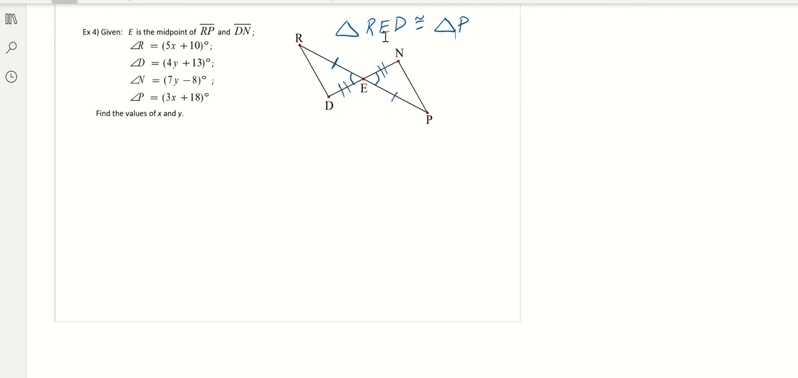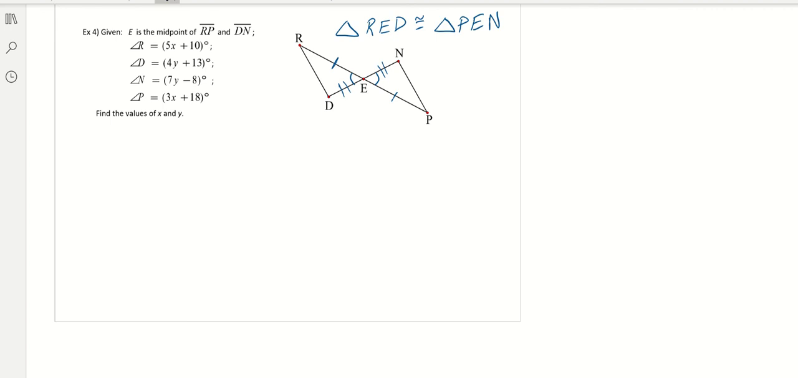How about E? What is E? Well, E is where the 1 tick mark side meets the 2 tick mark side. Go to the triangle on the right. Where the 1 tick mark side meets the 2 tick mark side is also E. So E corresponds to E. And then finally, D is third. What is D? It's where the 2 tick mark side meets the blank side. The 2 tick mark side meets the blank side at N. So triangle RED is congruent to triangle PEN.